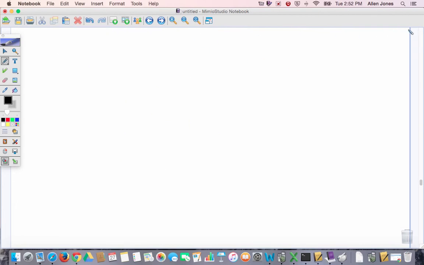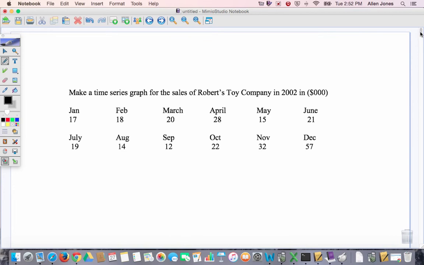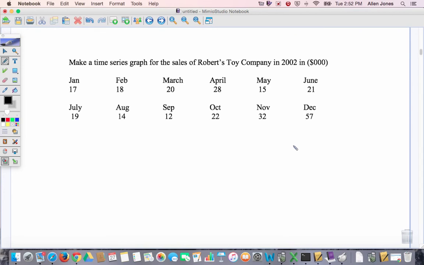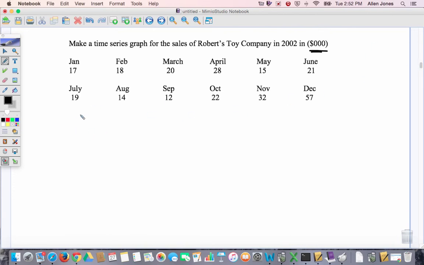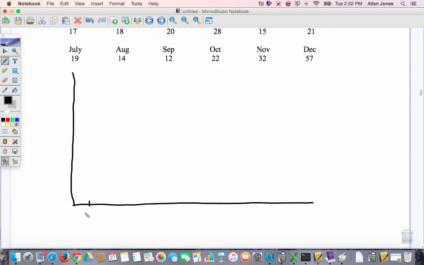Our next graph then is a time series graph. Here's our time series graph for the sales at Robert's Toy Company in 2002, in thousands of dollars. That's an important aspect to consider as we move forward. And then we have our 12 months here. So I'm going to slide down a little bit and see how much room we can make here to sketch this. Basically that information is going to disappear for just a minute while I put our months down here along the x-axis.